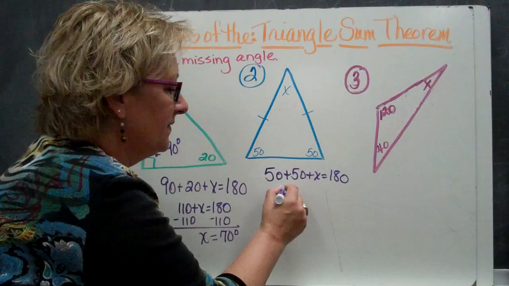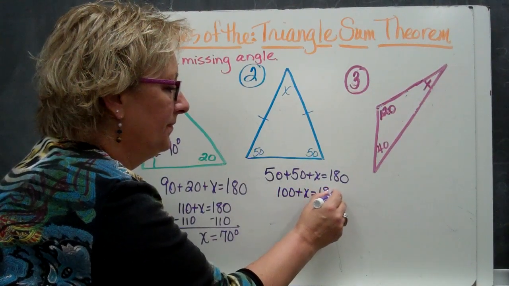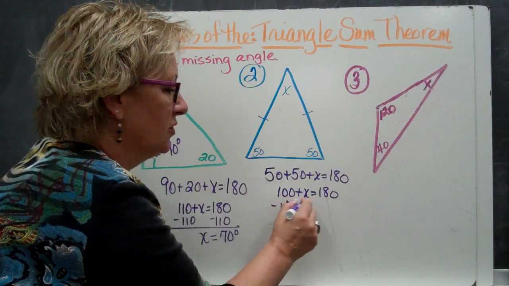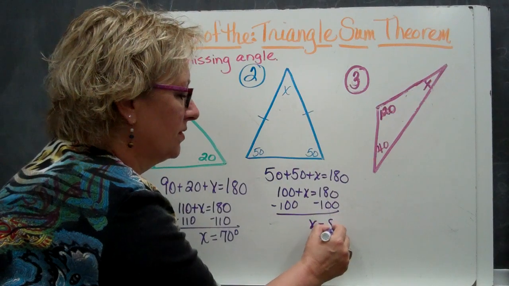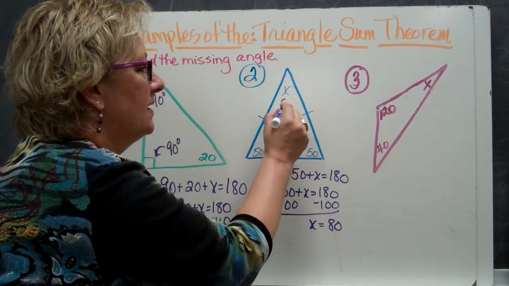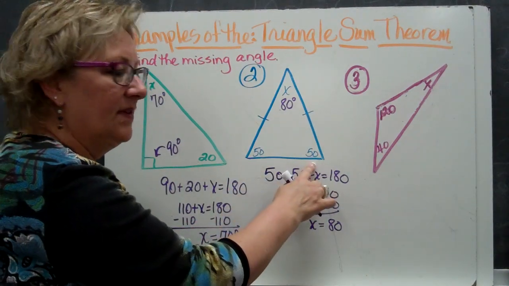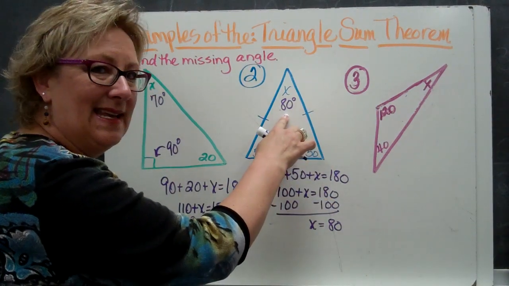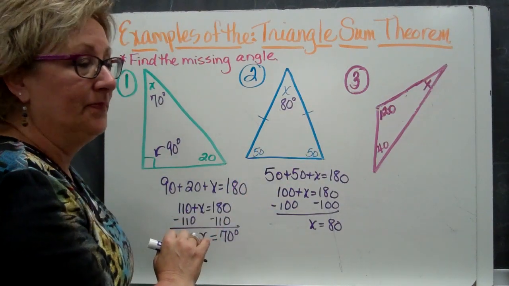So 50 plus 50 is 100. Plus x is 180, and when I subtract 100 from either side, I know that x is going to equal 80. So x is going to be 80 degrees. Let's check it. 50 plus 50 is 100, plus 80 is actually 180 degrees, so we did our math right.